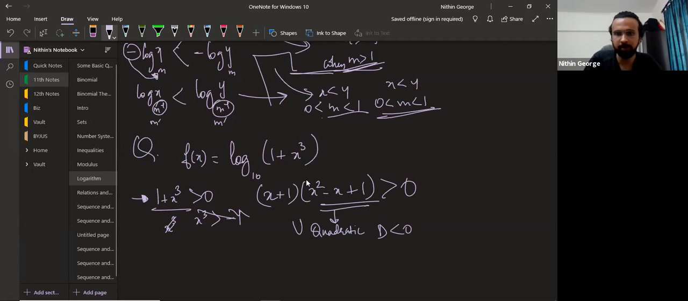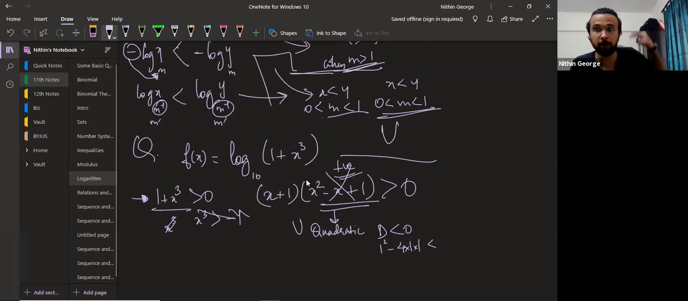What is D? b square minus 4ac. Okay. This is less than 0. Alright. So it means it's an upward facing parabola with no real roots. Okay. So this never becomes 0, so we can just ignore it. This is always a positive quantity. So you can divide both sides by this positive quantity. What is the positive quantity I'm talking about? x square minus x plus 1, okay, not equal to 0. x square minus x plus 1 will always be a positive quantity.